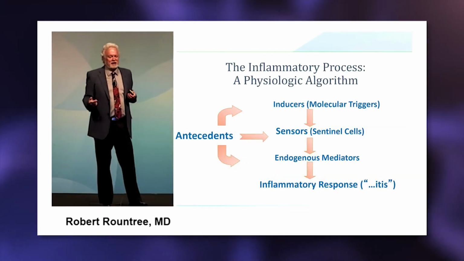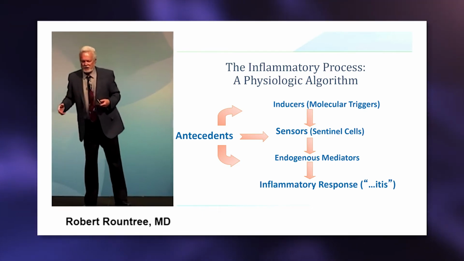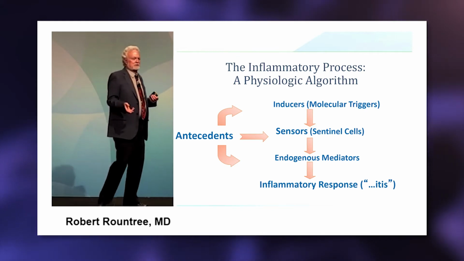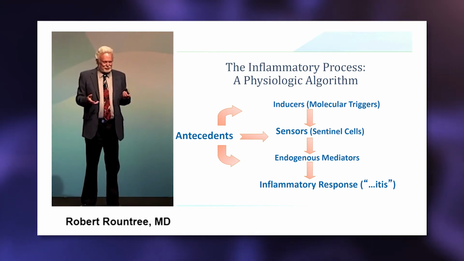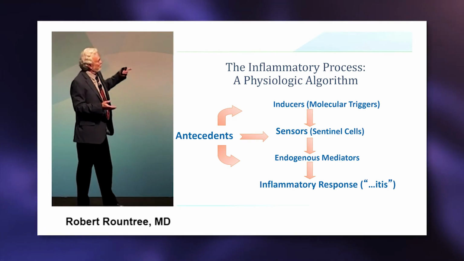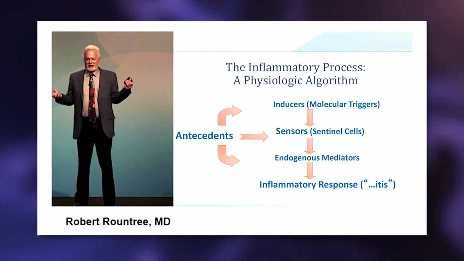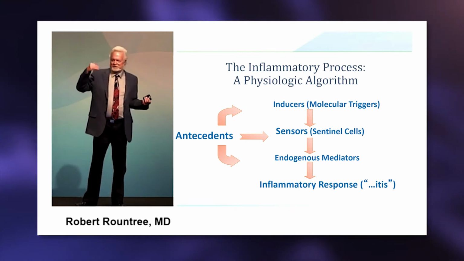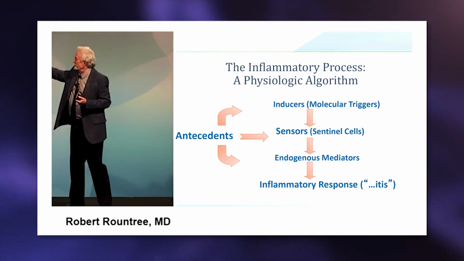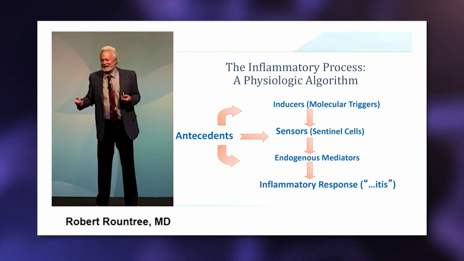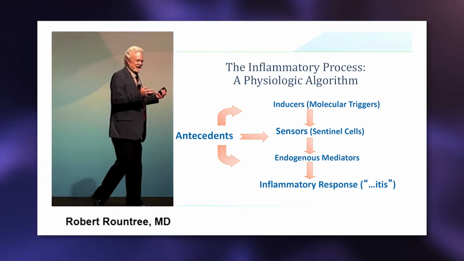So now let's take our algorithm, antecedents, triggers, and mediators, and give you an overlay of this blueprint, right? It's not quite as simple as just antecedents, triggers, and mediators. It's more like we have these sentinel cells like dendritic cells, macrophages, and neutrophils that have receptors that interact with the molecular triggers. And if that goes on over and over again, then you have a release of endogenous mediators, which would be the eicosanoids. And in a person with an antecedent, they're set up.